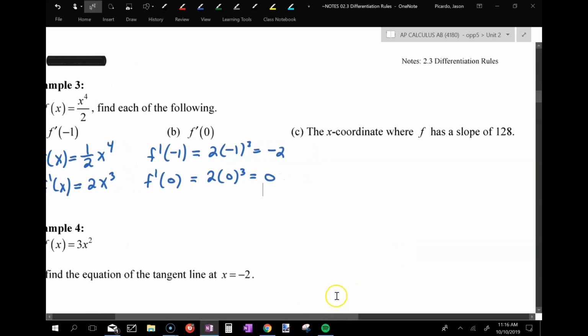What is part C? Find the x-coordinate where this has a slope of 128. So guys, do you agree that the output here is the slope of the tangent? Right? The input is the value or the x-coordinate, right? So what do I want to do? I want to figure out where this function's derivative equals 128, right? Where's the derivative equal to 128? Because that's going to give me the slope, right? So it's a half. Thank you.